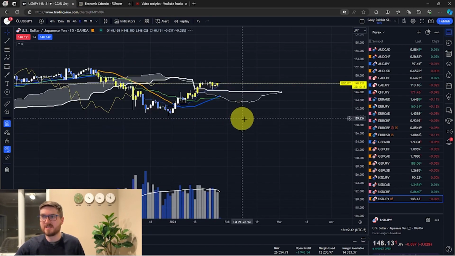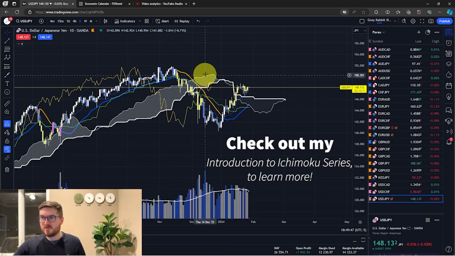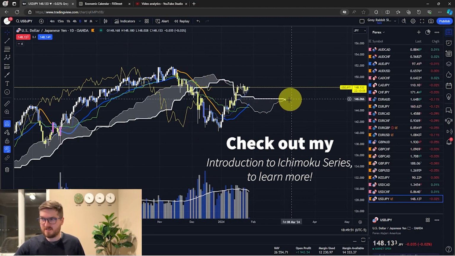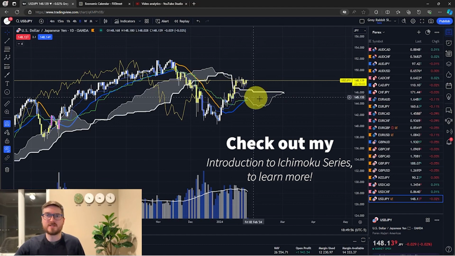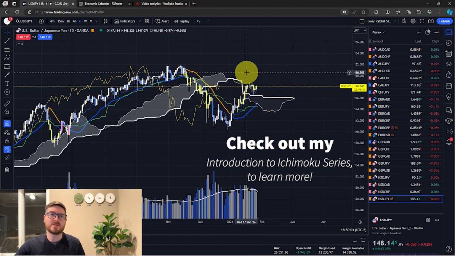But if I look on the daily, you can see that we had the Chikou span overlapping the candles, so it went bearish and now it's bullish. We have a bullish Kumo cloud twist forming, but really there's no trend in this market that can be trusted yet. And so this week I just have a feeling it's going to be a ranging market, and I most likely will not be trading it.